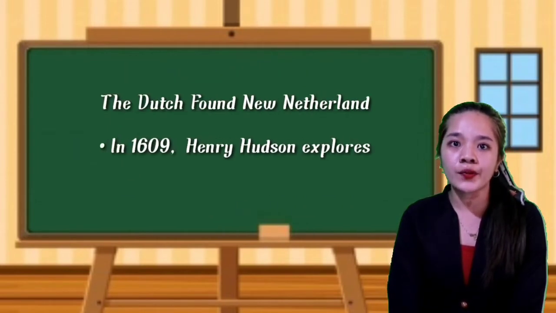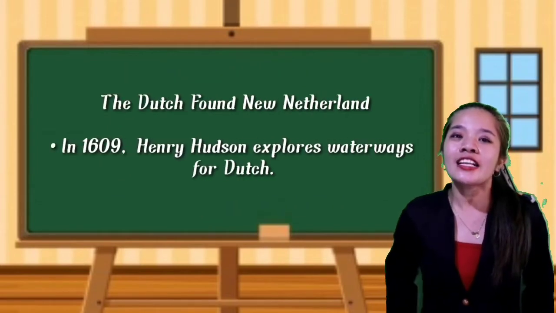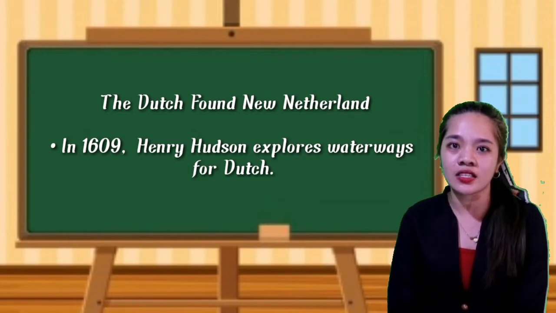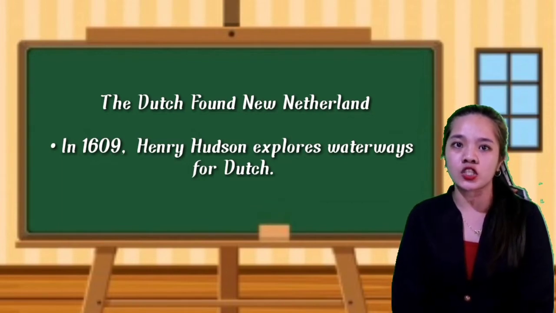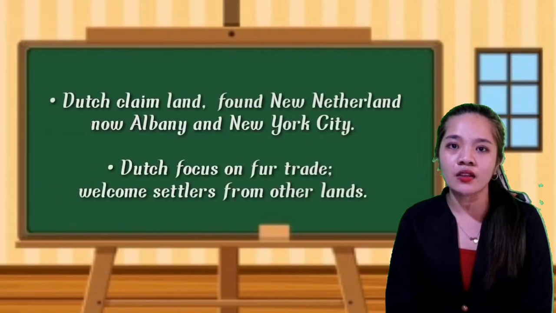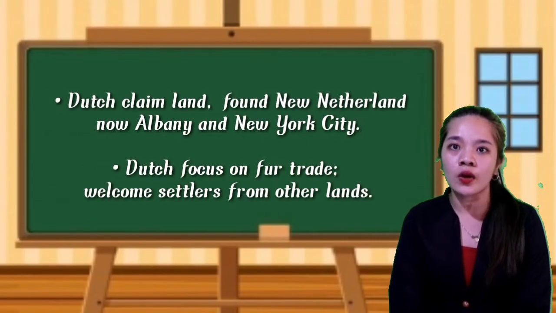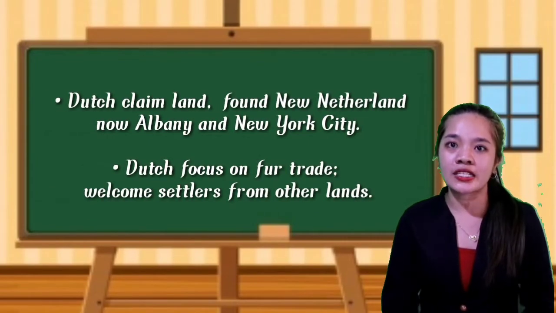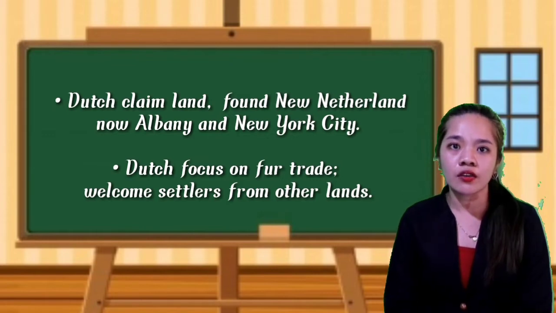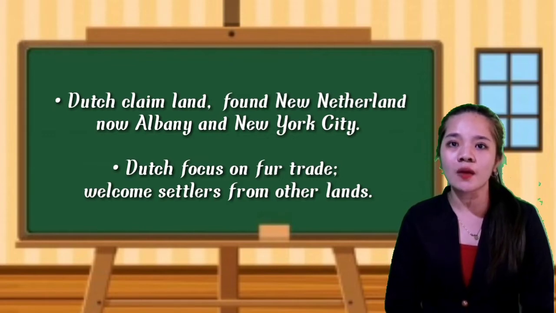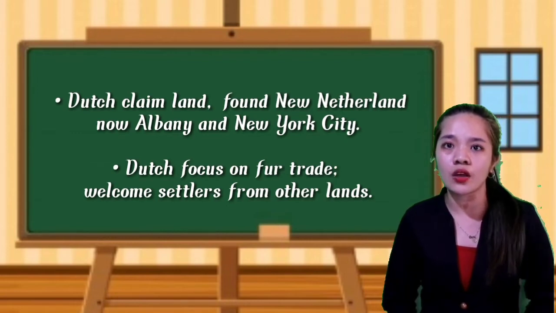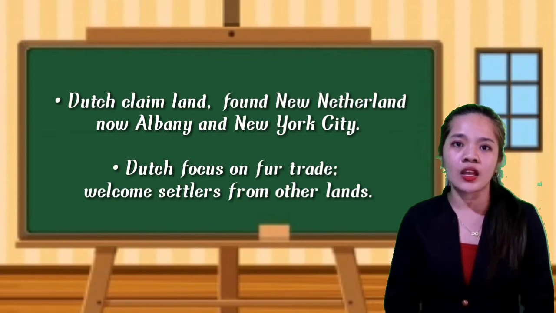The Dutch found New Netherland. In 1609, Henry Hudson explores waterways for the Dutch. The Dutch claimed land and found New Netherland, now Albany and New York City. The Dutch focus on the fur trade and welcome settlers from other lands. In 1609, Henry Hudson arrived at the mouth of the Hudson River.